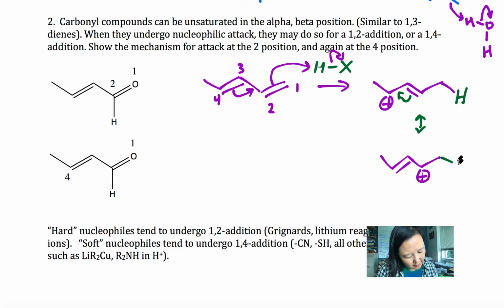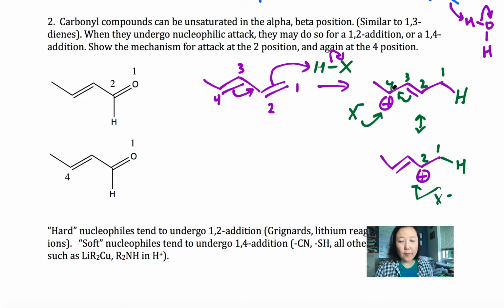Okay, so in either case, you have either 1,2 addition if you add the nucleophile. If X adds on here, that's 1,2 addition, or if X adds on here, that's 1,4 addition, because the H added at 1, then you could add it at 4, or at 2. So 1,2 or 1,4 addition.